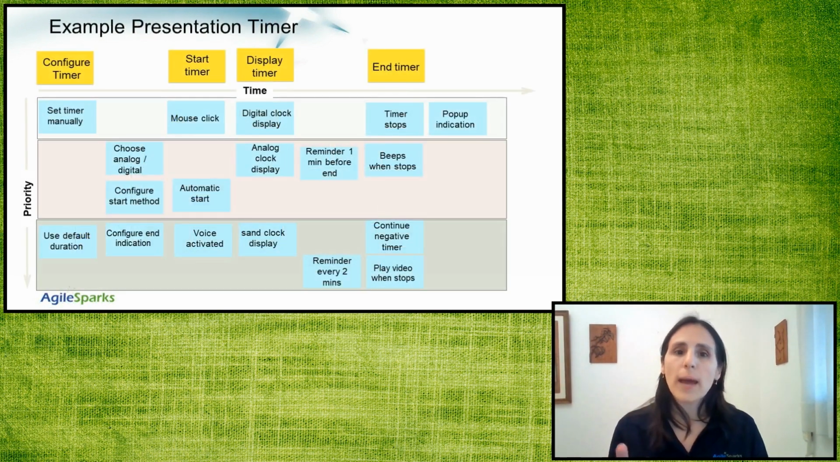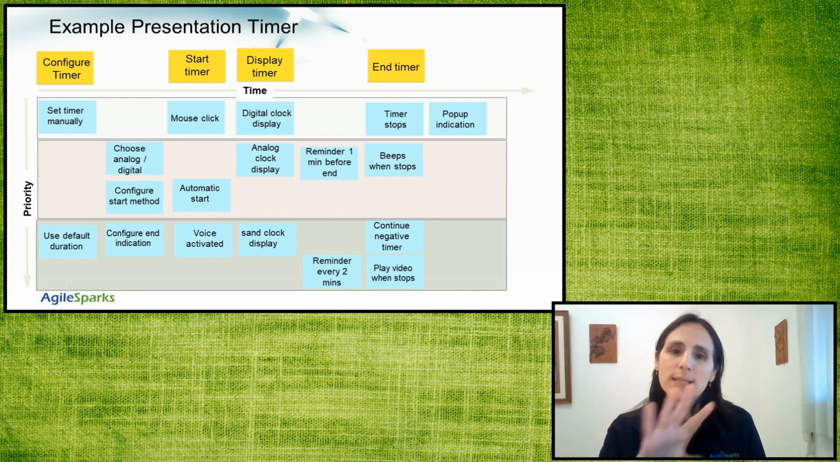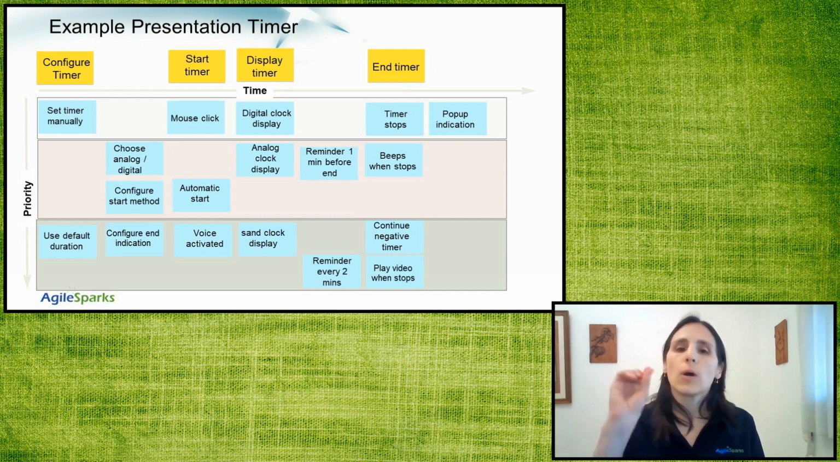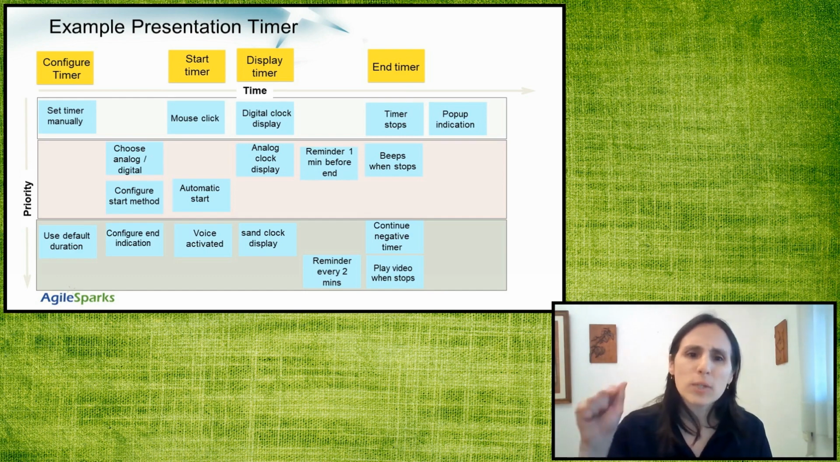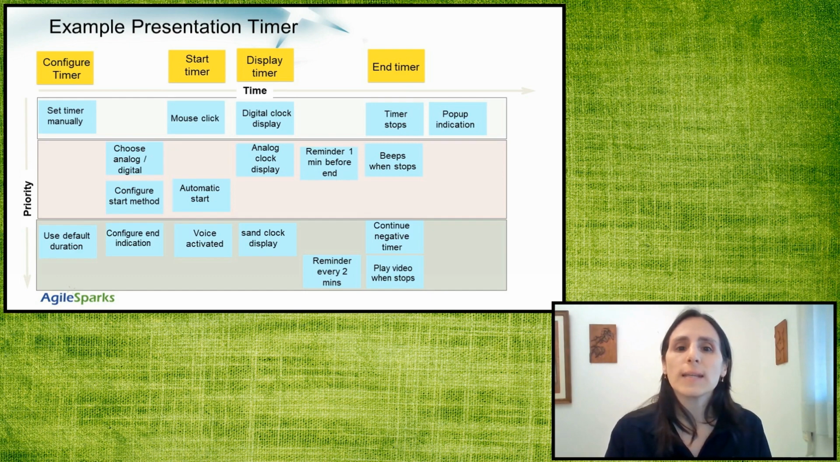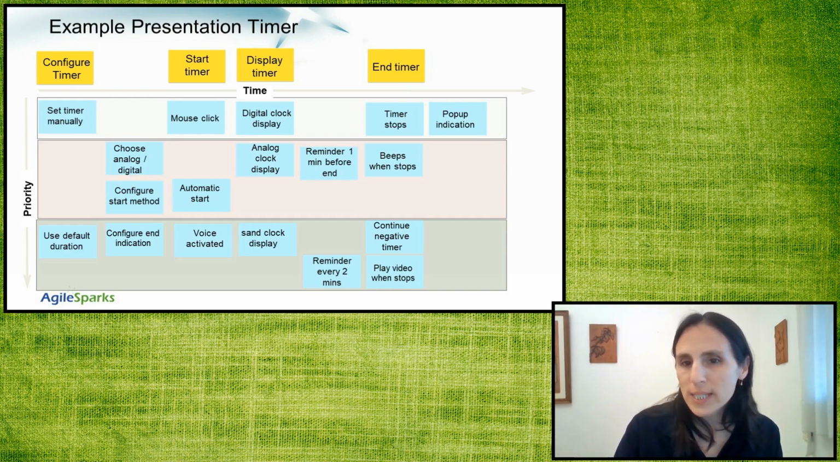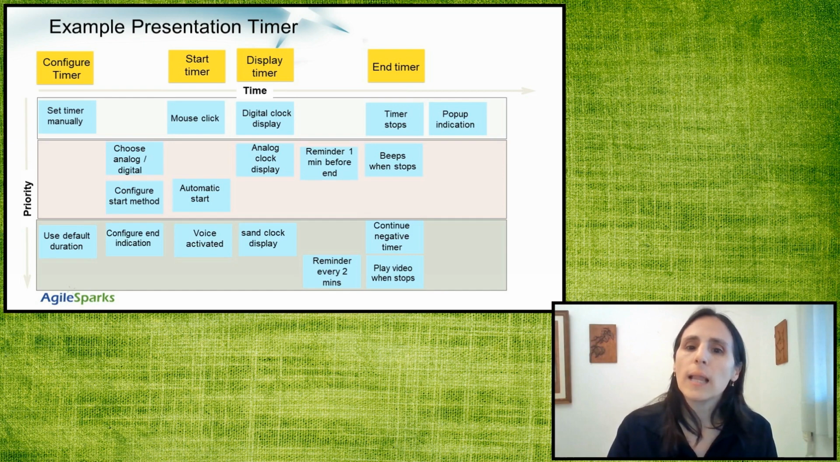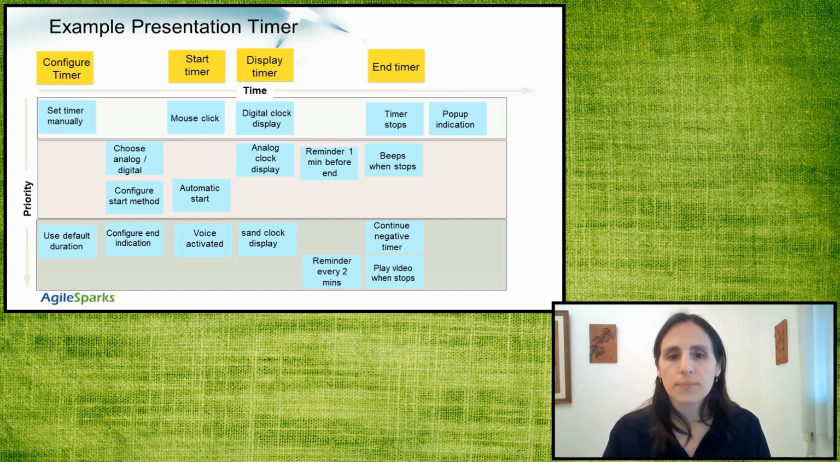And here's an example story map of the presentation timer that I mentioned before, and you can go back to this and kind of get an idea of what are various options and what are going to be things we'll want to do earlier, like just being able to set the timer manually and then just using a mouse click to get it started. And then maybe the digital clock display is going to be the first option that we're going to enable. And when the timer stops, we'll have some pop-up indication. And down the road, we're going to allow more configurability, more options, and you can really see that we're going to learn and also make adjustments as we go.